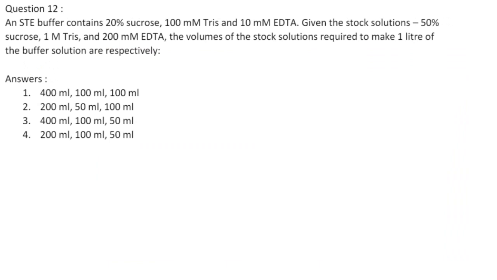Answer is half raised to 6. STE buffer contains 20% sucrose, 100 millimolar TRIS, 10 millimolar EDTA. Given the stock solutions 50% sucrose, 1 molar TRIS and 200 millimolar EDTA, the volume of the stock solutions required to make 1 liter of the buffer solution are respectively. I have done the calculation in the next.